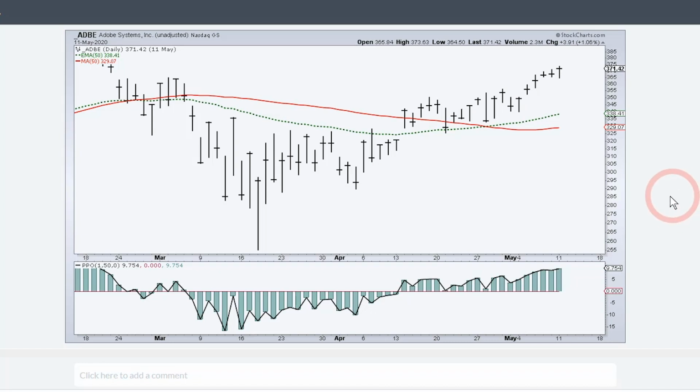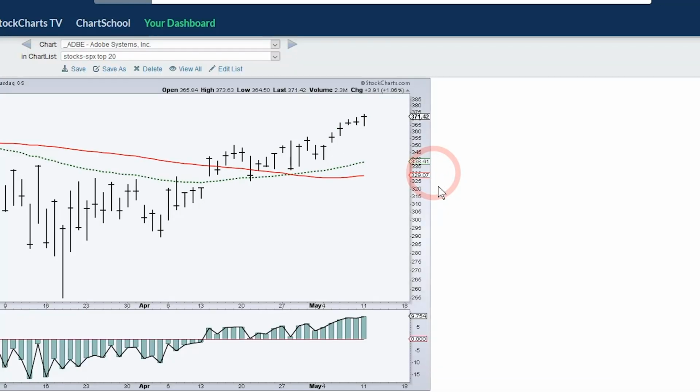And this is Adobe, and you can see Adobe moved above its 50-day EMA in mid-April and has been above ever since. Now this chart just goes to the 11th, but what I can do is go ahead and make these to the current date.